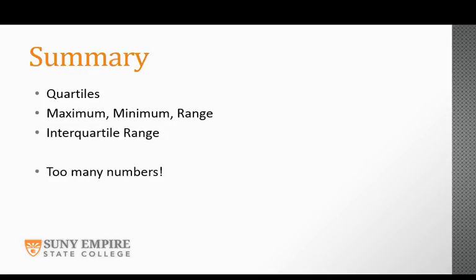Let's review. We considered a number of additional statistics that supplement the mean, median, and mode in describing a set of numbers. The quartiles are the middle numbers in the halves created by the median. The maximum and minimum are the largest and smallest numbers, and the difference between them is known as the range. We also discussed the interquartile range, which is the difference between the upper and lower quartiles.